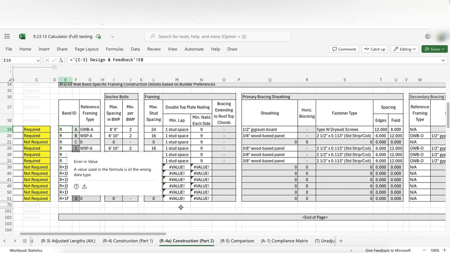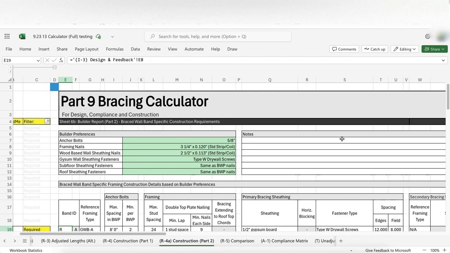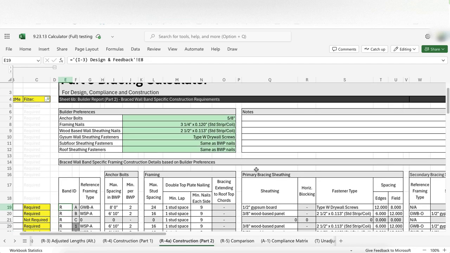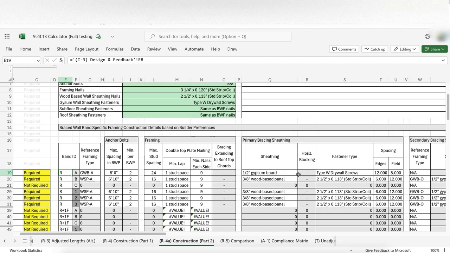Onto the second construction report. This one, as I say in the previous demo, is primarily concerned with the brace wall panel sheathing and the nailing of that sheathing, or the fastening of that sheathing, but there's also a little bit of information that directly relates to the band. So it's sort of at the front end here more so.